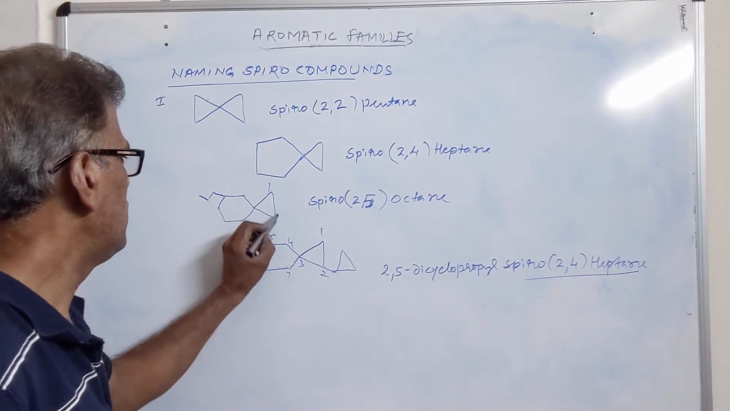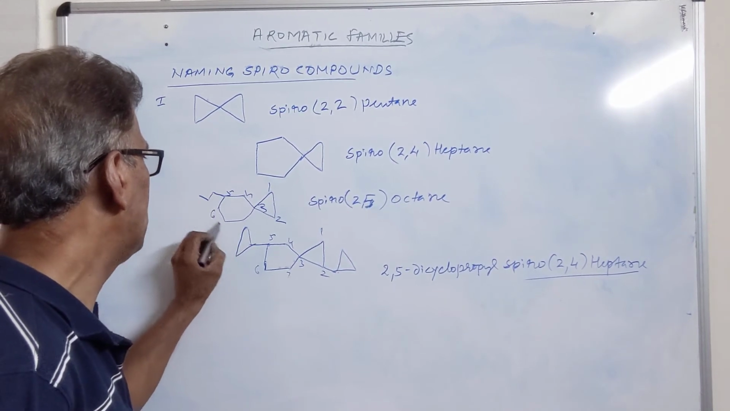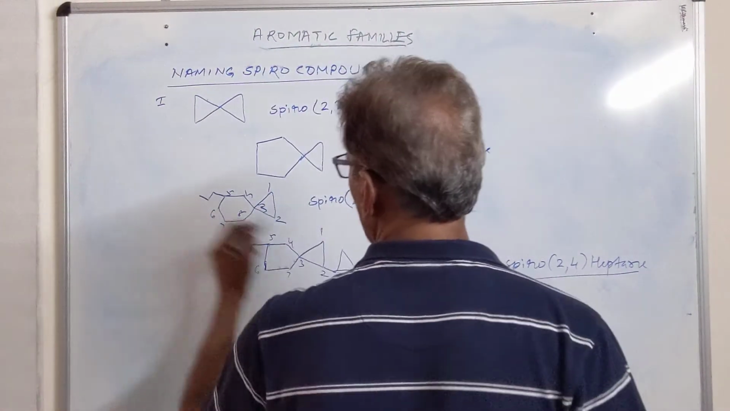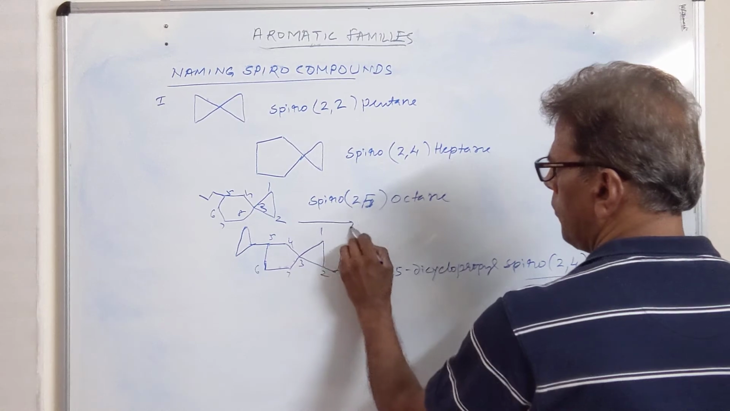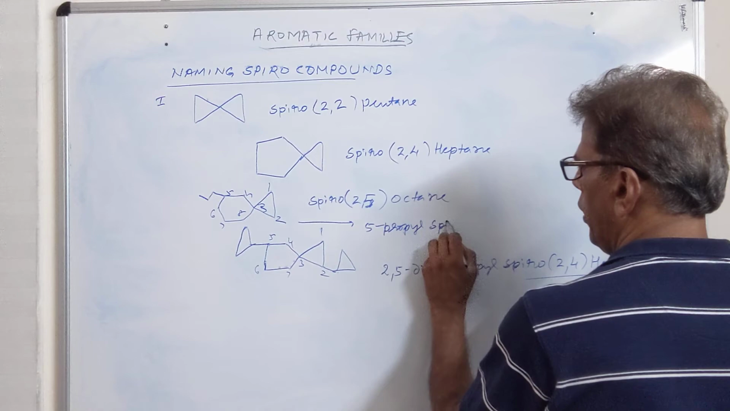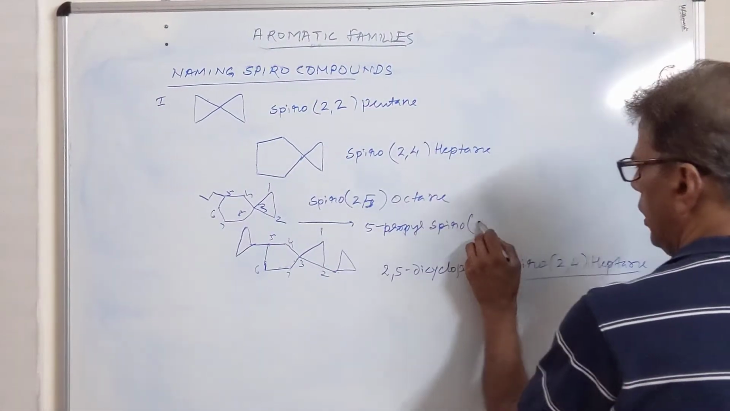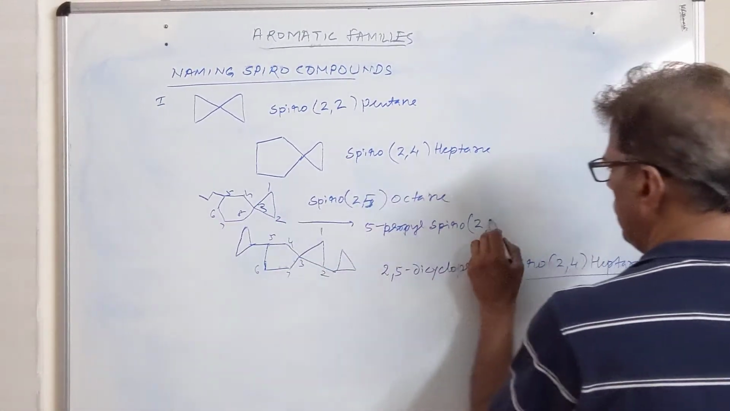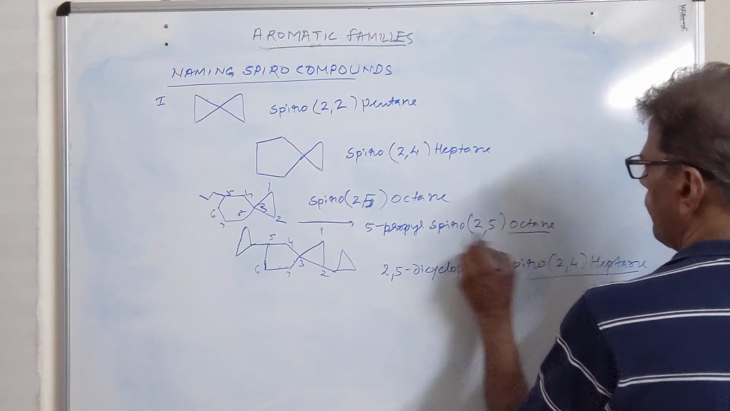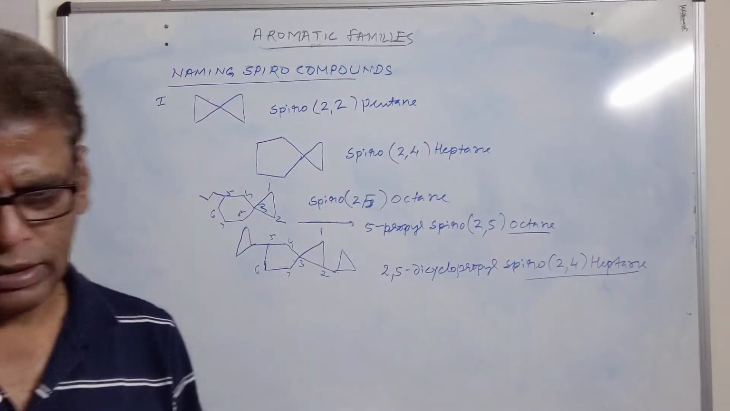Now first the small cycle is numbered, 2 3 4 5 6 7 8. An 8 carbon system is there, and carbon 5 contains a 1 2 3 propyl. So you will be writing 5 propyl. Then add Spiro here, and after writing Spiro, the number of carbons 2 5. Then it is octane. So in this manner substituted members are named as such.